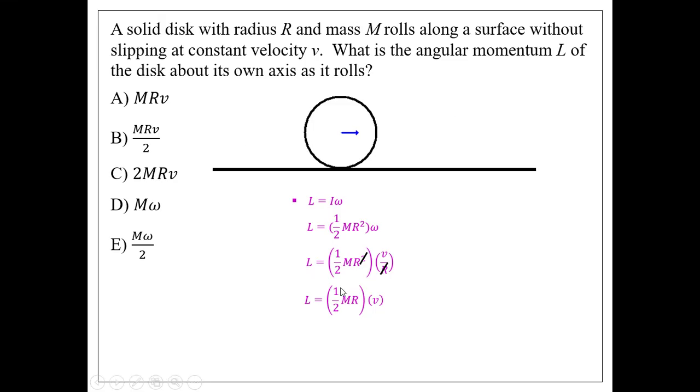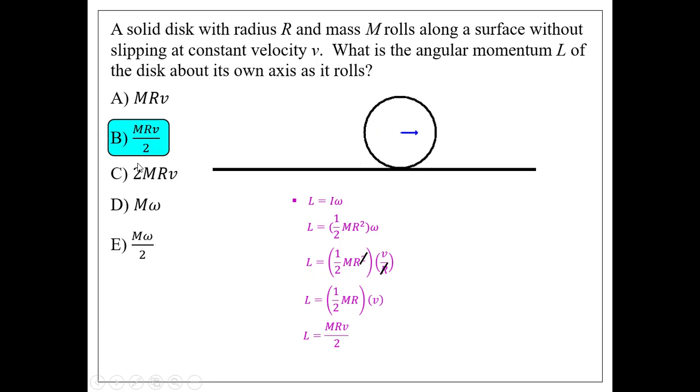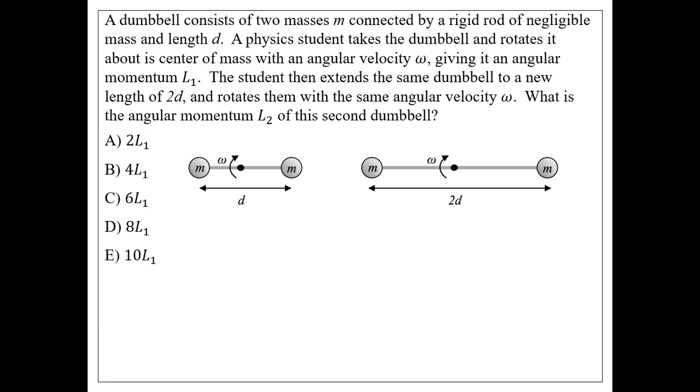But really, it's just 1 times M times R times V, which is just MVR, and then the denominator is 2. So we can just clean it up if you like. It would just be MRV divided by 2. And that is going to match answer choice B. Okay, so this one's pretty straightforward. The next one is this one.